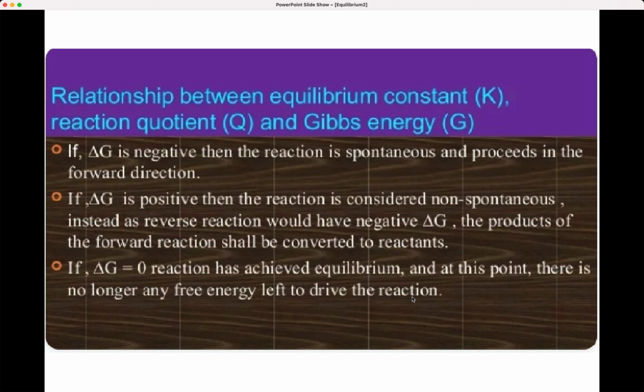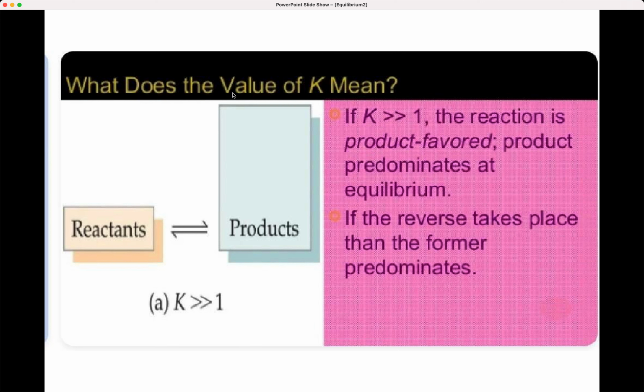to drive the reaction. Okay, now what does the value of K mean? Reactants and products, we already saw this also. If K is greater than 1, the reaction is product favored, product predominates at equilibrium. The reverse takes place when the reactant predominates, that is, if K is less than 1.